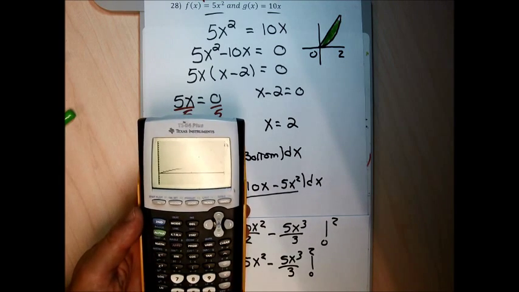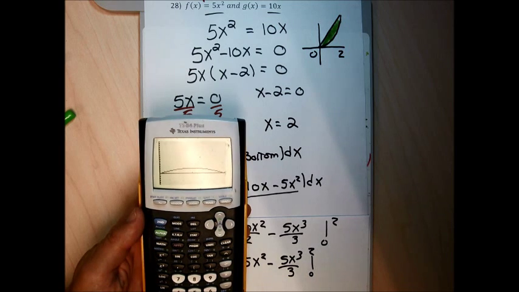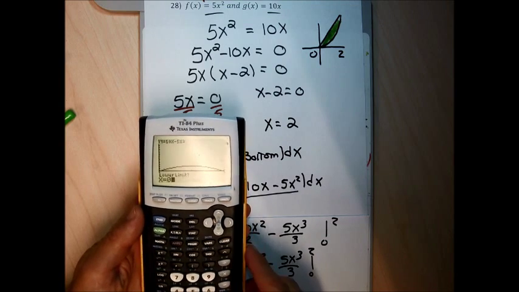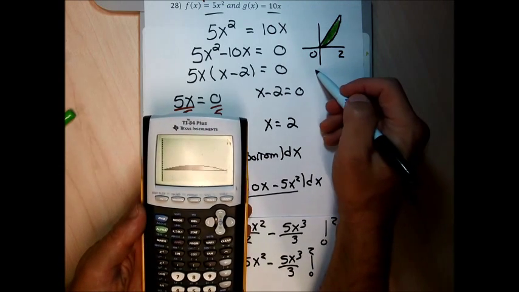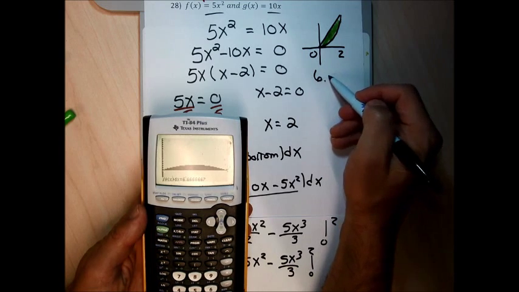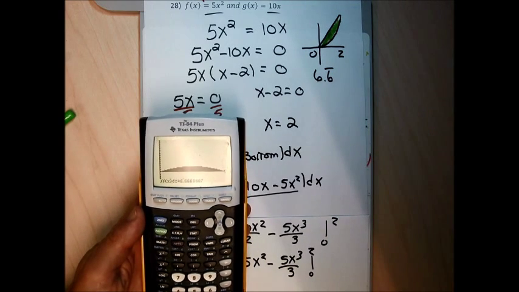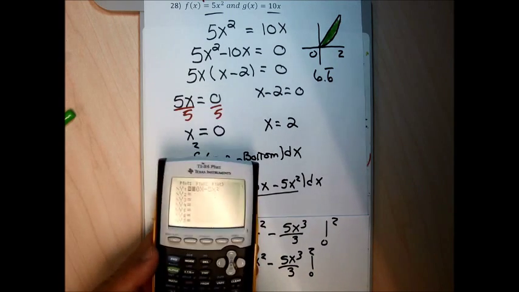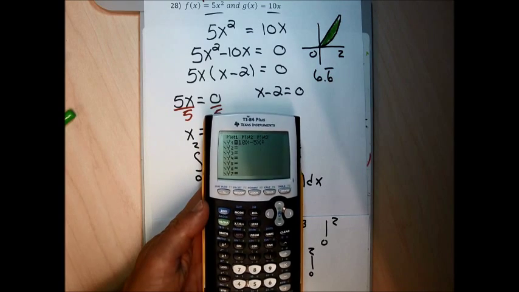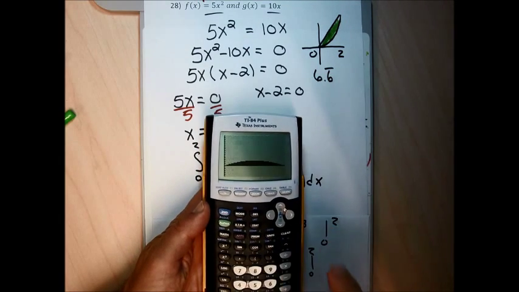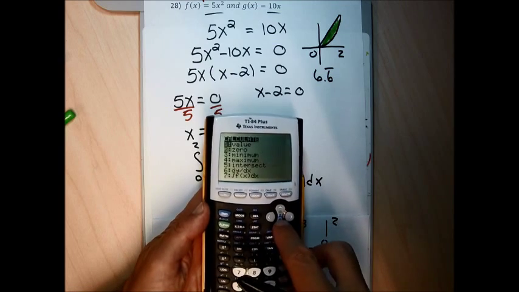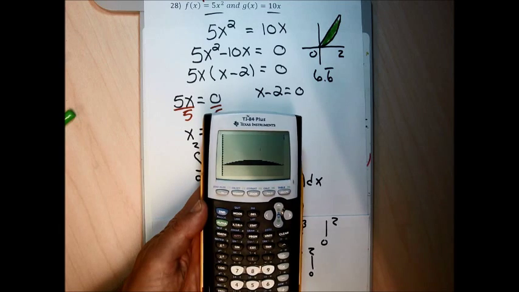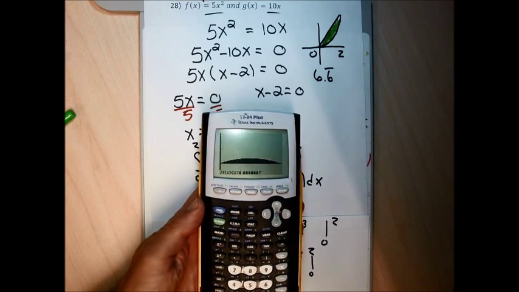graph it, don't really care so much about the window, and now I'm going to second calc integrate. Lower limit's going to be 0, upper limit's going to be 2, and the answer that I'm searching for is 6.6 repeating, and I'm going to get a decimal version of that. So hopefully you can see everything that I entered. Looks like I had bad glare on the window here. So I entered the function 10x minus 5x squared. I graphed it. I did second calc, integrate, lower limit 0, upper limit 2, and that gave me the 6.6 repeating.